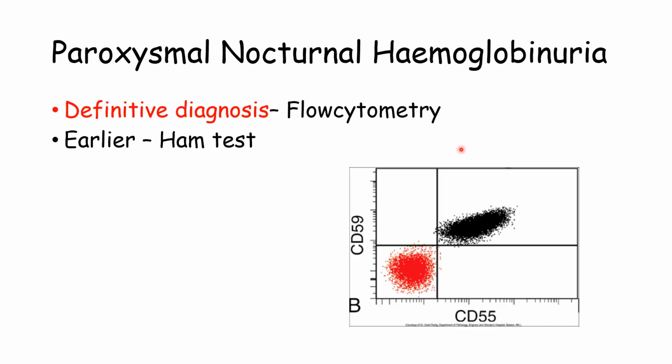Now coming to the diagnosis part. So this disease is definitively diagnosed by flow cytometry. So in this we are going to find CD59 and CD55 concentration on the RBC. So in the normal person, most of the RBC will be present in this corner. But in PNH, because CD55 and CD59 are less, they will be concentrated in this corner. And earlier, the HAM test was also done for this disease.